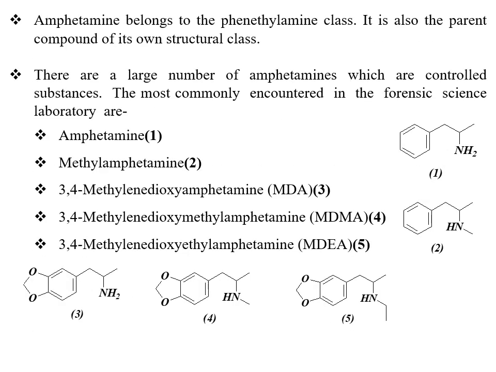Amphetamine belongs to the phenethylamine class. It is also the parent compound of its own structural class. There are a number of amphetamines which are controlled substances, but the most commonly encountered amphetamines in forensic science laboratories are amphetamine, methylamphetamine, 3,4-methylenedioxyamphetamine, 3,4-methylenedioxymethylamphetamine, and 3,4-methylenedioxyethylamphetamine.